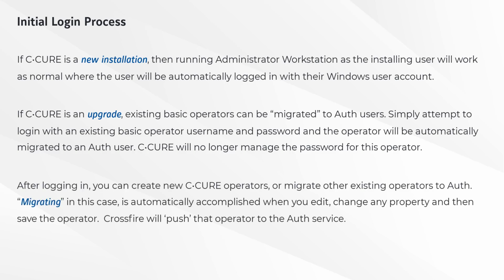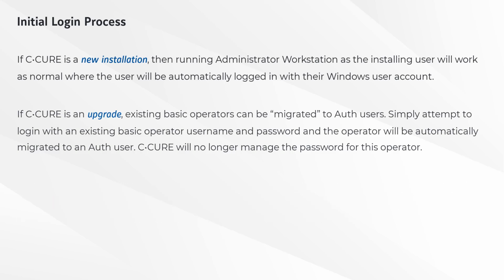After logging in, you can create new Secure operators or migrate other existing operators to Auth. Migrating in this case is automatically accomplished when you edit, change any property and then save the operator. Crossfire will push the operator to the Auth service.